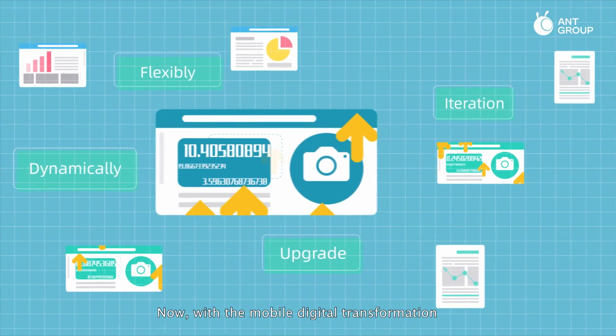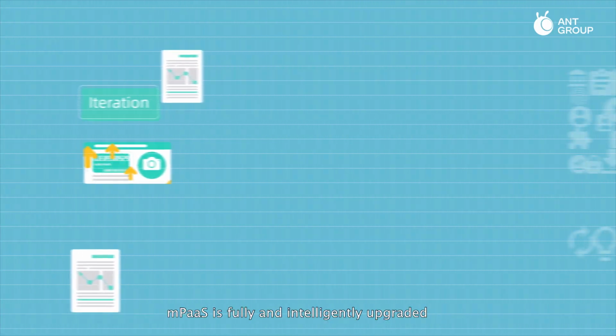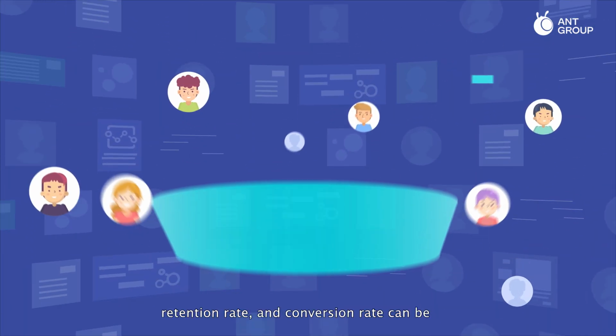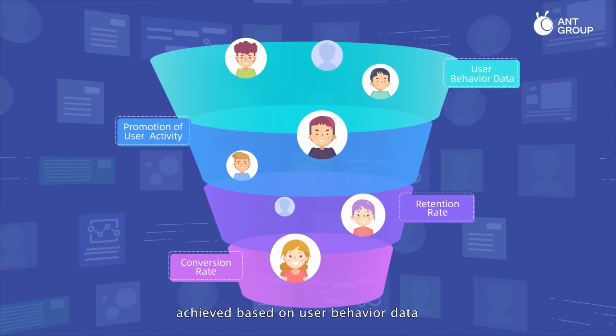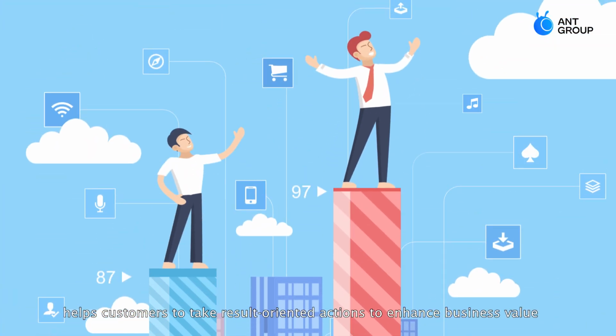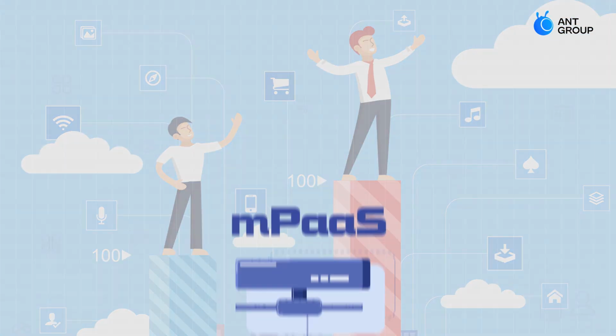Now, with the mobile digital transformation, mPaaS is fully and intelligently upgraded. Targeted promotion of user activity, retention rate, and conversion rate can be achieved based on user behavior data, helping customers to take result-oriented actions to enhance business value.